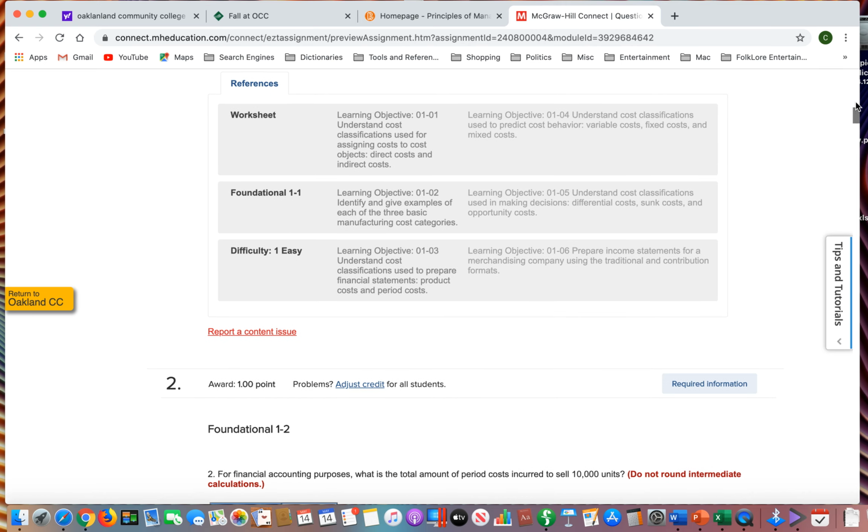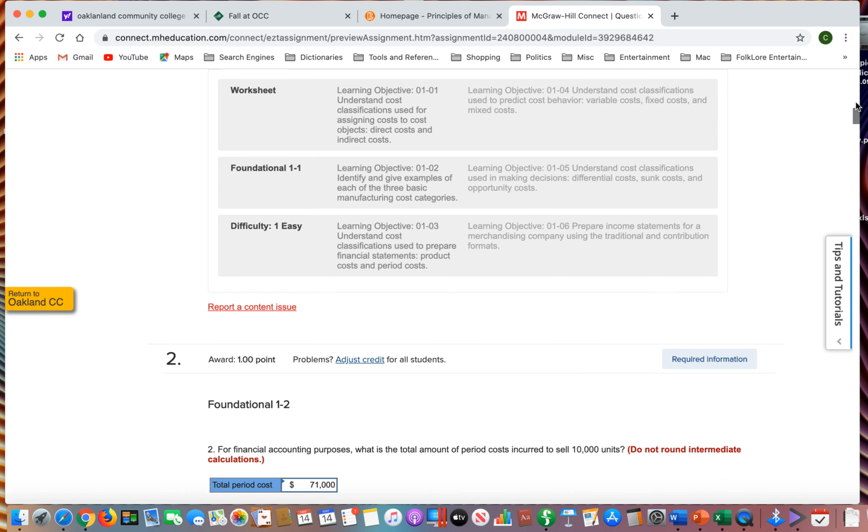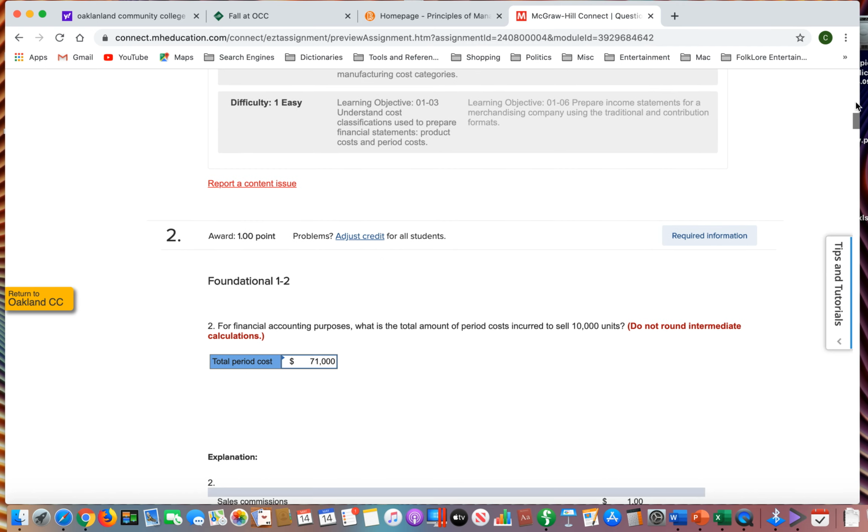Number 2. For financial accounting purposes, what is the total amount of period cost to sell 10,000 units? Now don't forget, your period costs are the selling and administrative costs and the commission. Okay? So what do you think that is? Well, if you take 3.60 plus 2, that's 5.60, plus 1 is 6.60, and 50 cents, $7.10.